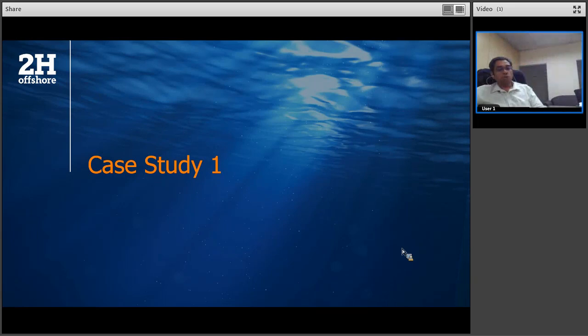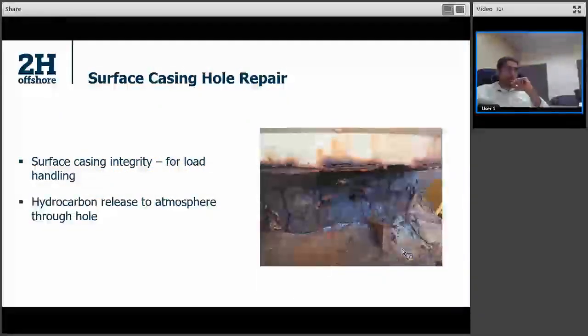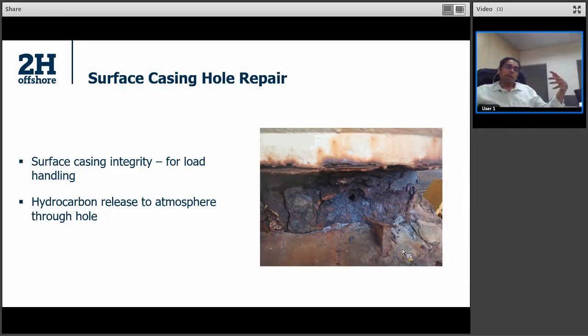Okay, I'll move on to some of the case studies. I've got three case studies in here. The first case study is a conductor casing type where the surface casing is supporting the well loads, and we have an environmental conductor, which has reasonable residual strength left within the system. In this case, severe corrosion was observed on the conductor just beneath the wellhead connector.